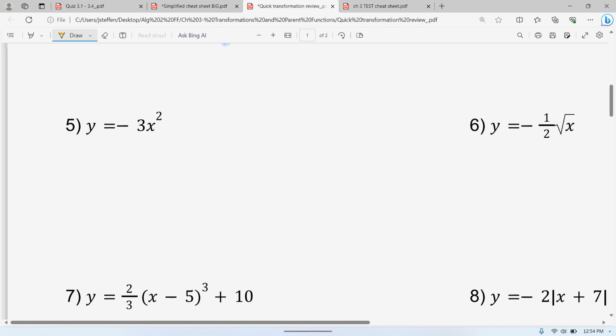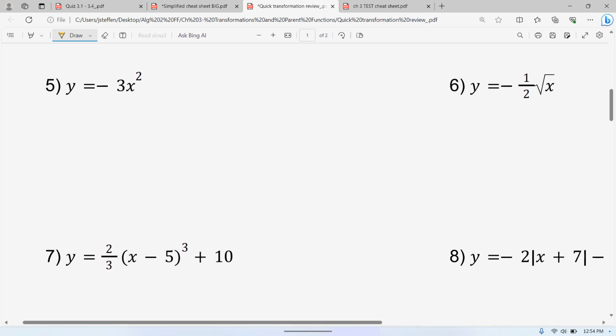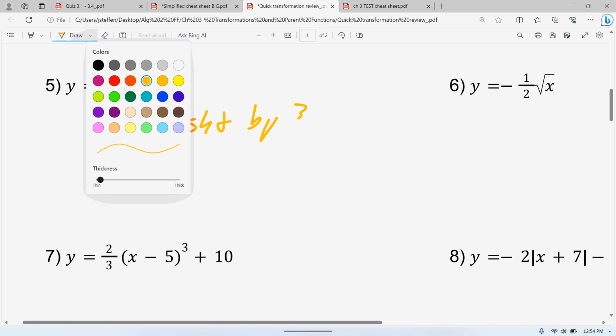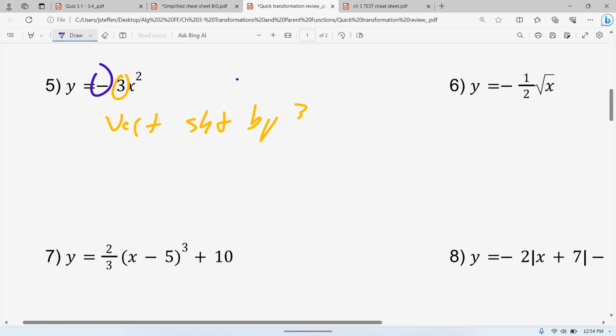Moving on, now number 5 and 6, I'll be honest, the main reason I put these on here is because I wanted to make sure you saw that you have a negative and a number. That means there are 2 different transformations. The -1 is one transformation, the 3 is the other. So this 3 is a vertical stretch by factor 3. That negative reflects it across the x-axis. Those are the 2 important things. I need to know that it is a reflection, and I need to know that it's the x-axis.